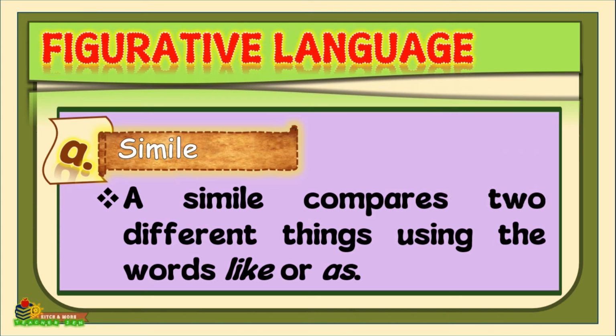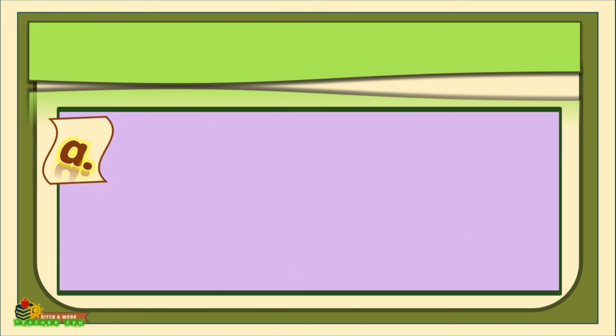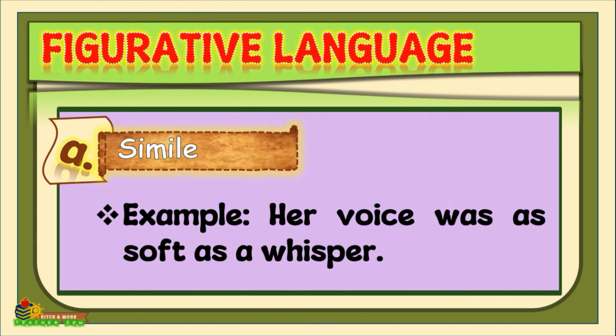First, we have a simile. A simile compares two different things using the words like or as. Its purpose is to make descriptions more vivid and easier to imagine. For example, her voice was as soft as a whisper. This means her voice was really quiet, but by comparing it to a whisper, we can easily imagine how it sounds.